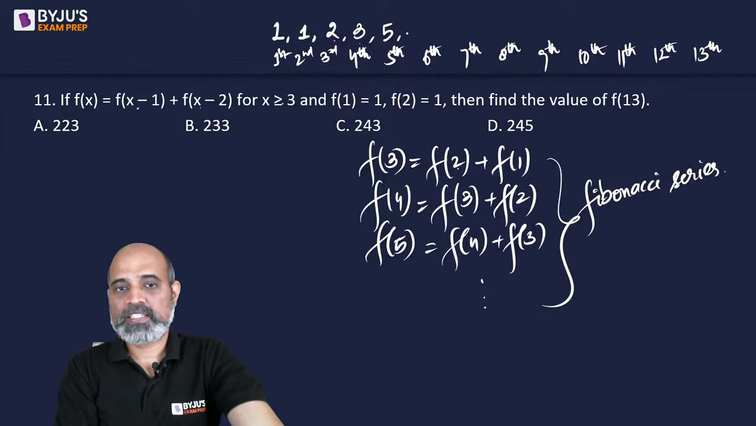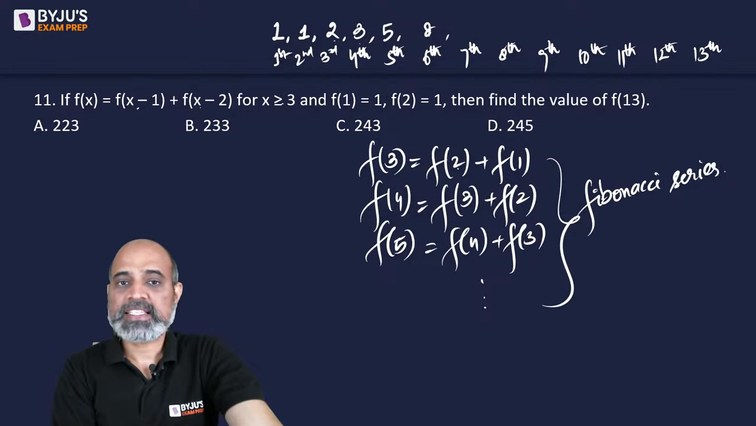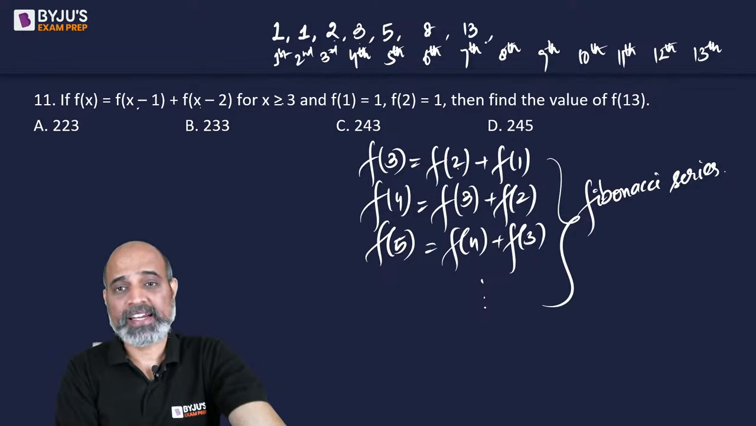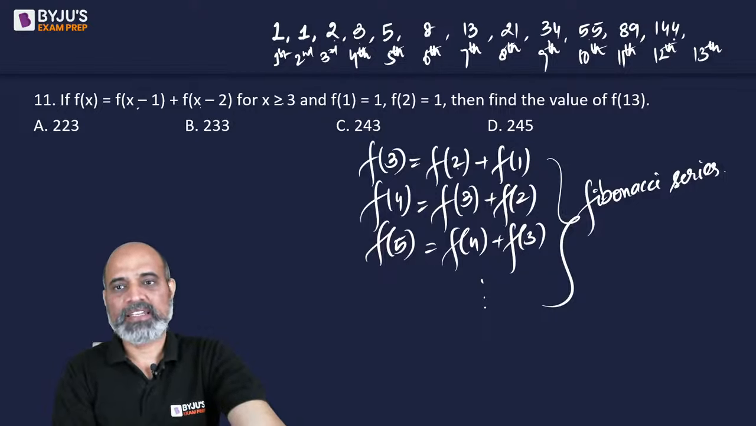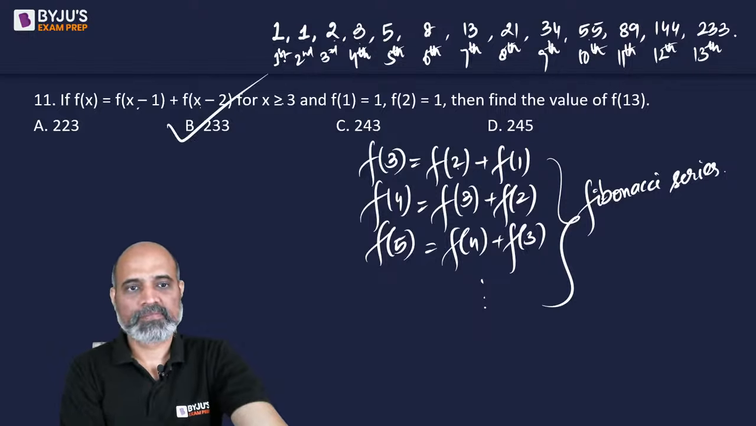So sixth one is 3 plus 5, 8. 7th is 8 plus 5, 13. 8th is 13 plus 8, 21. 13 plus 21, 34. 21 plus 34, 55. 55 plus 34 is 89. 55 plus 89 is going to be 144. And 144 plus 89 is going to be 233. Option B.